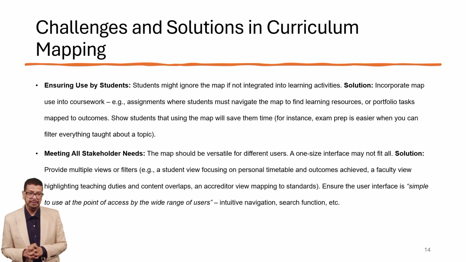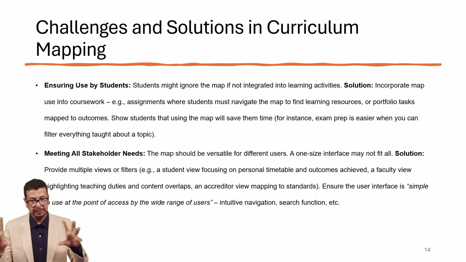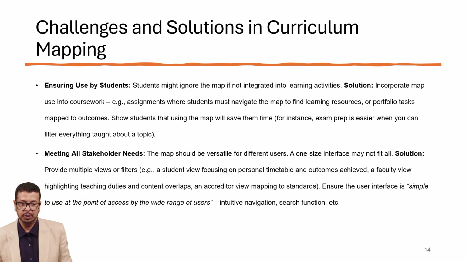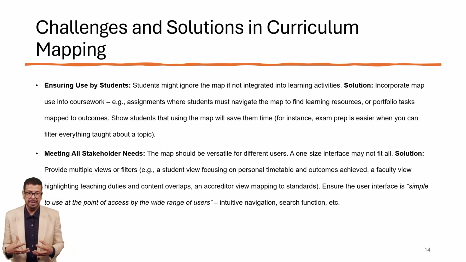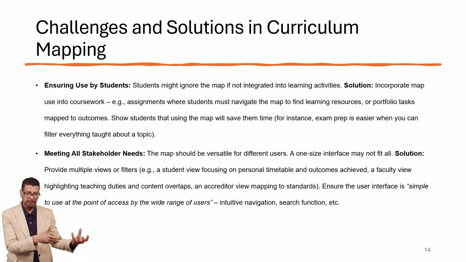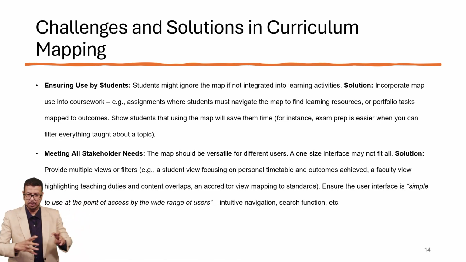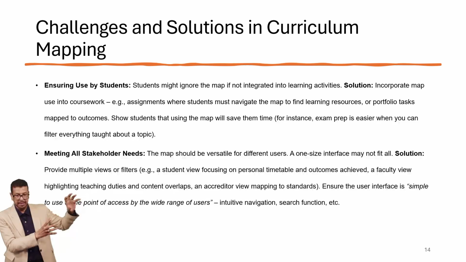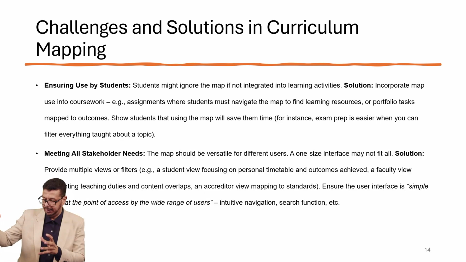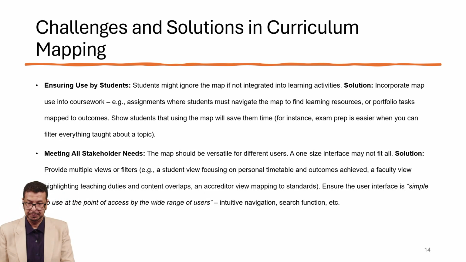Meeting the stakeholders' needs may sometimes be challenging, because it is not possible to meet all stakeholder needs at the same time, as one size does not fit all. And the solution here is to provide multiple access viewers. So, for example, those with an administration background need to look at the resources. Faculty need to look at what they teach. The students need to look from different windows, and so on.